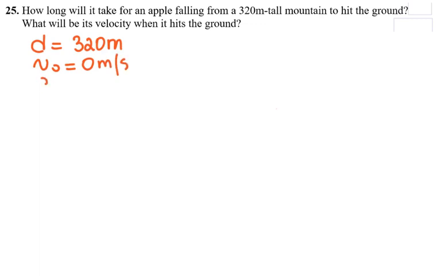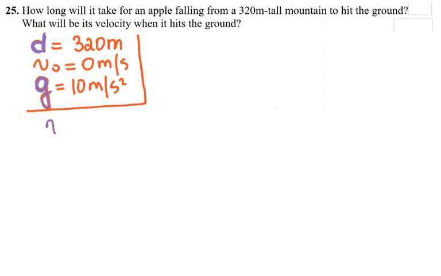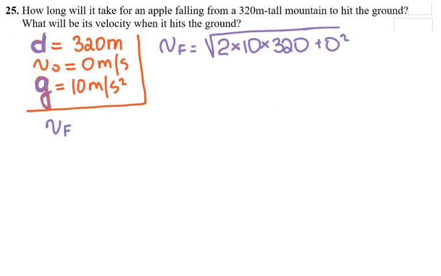And acceleration, it's a free fall, and little g is going to be our acceleration. So acceleration is 10 meters per second squared, acceleration due to gravity. And so what I see here is they give me the distance and they give me acceleration, and they ask me to find the final velocity. It's the formula: my final velocity is equal to the square root of 2 acceleration, the distance, plus the initial velocity squared. So that is 6,400, which is 80 meters per second.